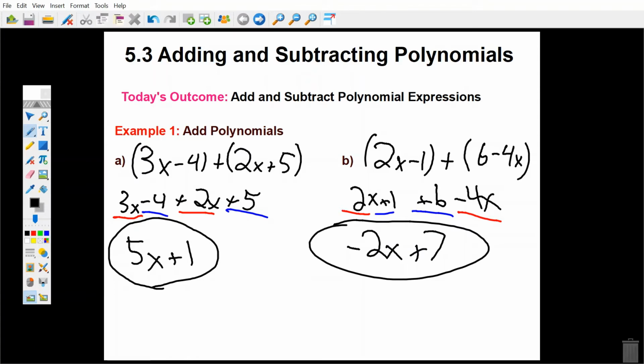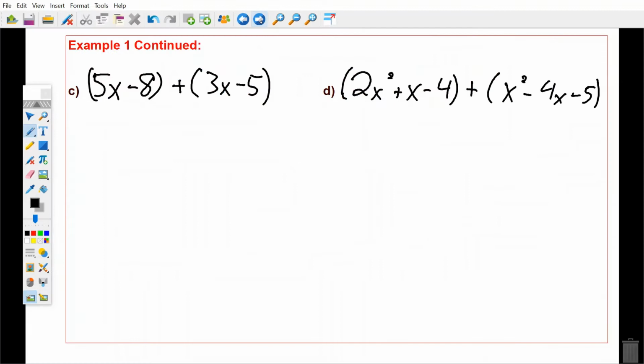All right, on to the next slide. We've got a couple more examples. Here we have 5x minus 8 plus 3x minus 5. Once again, I look to see that there is a plus sign. That's not going to affect anything. I rewrite it with the brackets dropped. I gather my like terms, x's with x's, numbers with numbers. 5x plus 3x is 8x, and negative 8 minus 5 is negative 13.